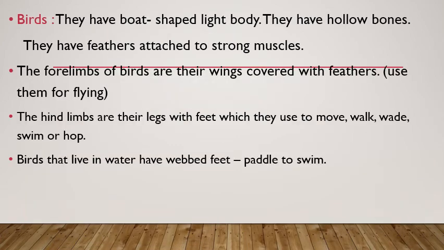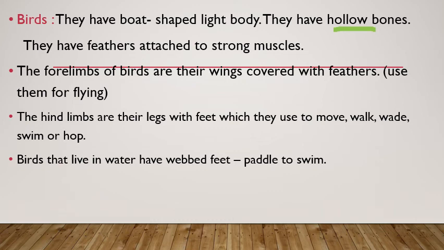Next, birds. They have boat-shaped light body. They have hollow bones. They have feathers attached to strong muscles. Boat-shaped means you all know the shape of the boat. The bird's body looks boat shaped. They have hollow bones. Now, hollow bones means it is empty. The bone is empty inside. Our bones are filled with blood, but the bones of the birds are empty.